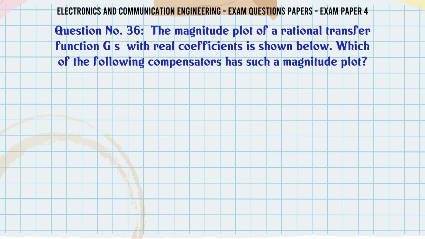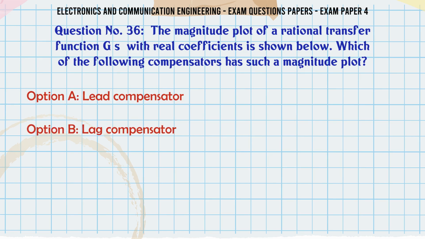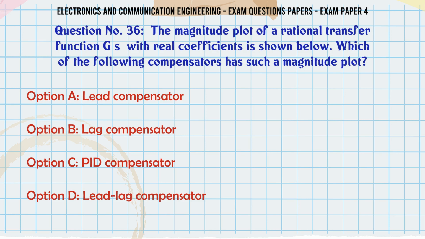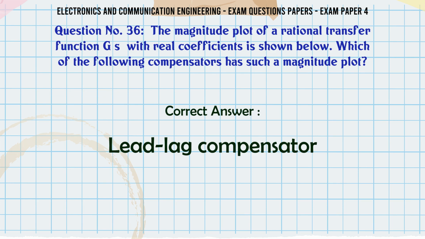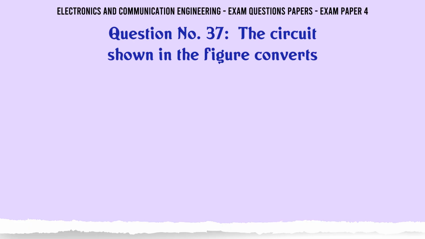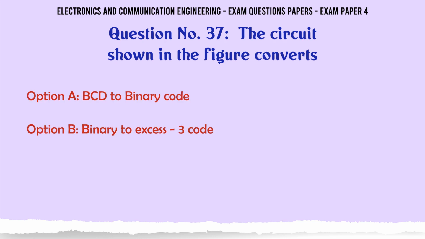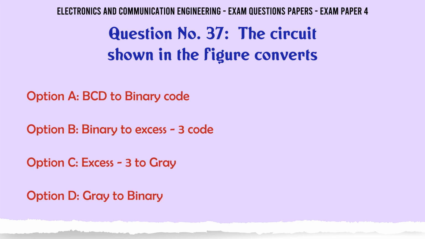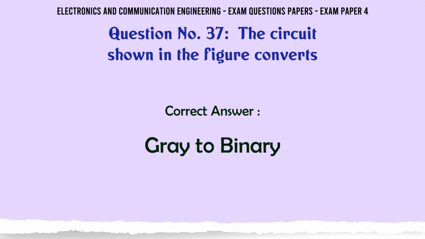The magnitude plot of a rational transfer function G(s) with real coefficients is shown below. Which of the following compensators has such a magnitude plot? A. Lead compensator, B. Lag compensator, C. PID compensator, D. Lead-lag compensator. The correct answer is lead-lag compensator. The circuit shown in the figure converts: A. BCD to binary code, B. Binary to XS3 code, C. XS3 to gray, D. Gray to binary. The correct answer is gray to binary.